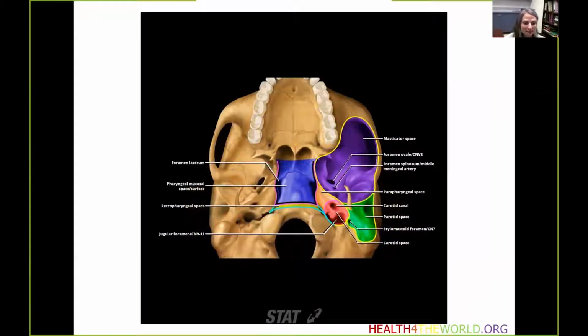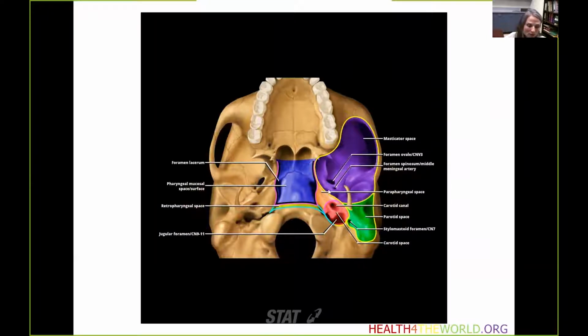This is an axial graphic of the skull base. What's important about this image is that it shows the interaction of the four spaces with the skull base. You can see the masticator space, the parotid, carotid, and pharyngeal mucosal spaces. This is where the masticator space would be. This is where the parotid space would be. This is the carotid and the pharyngeal mucosal space.